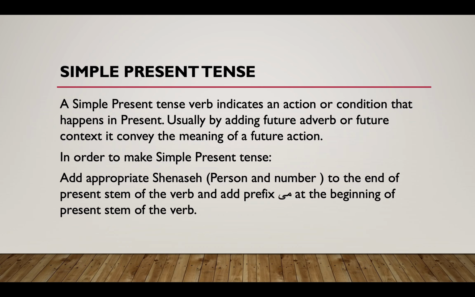Past stems are used for past tense verbs. So here we are dealing with simple present tense, so we need the present stem. But with the present stem, what do we do to it? We have to add the appropriate ending as a suffix, and we need a prefix at the beginning, which is the prefix me, to show the action is going on for a while. So let's see, how do we make it?